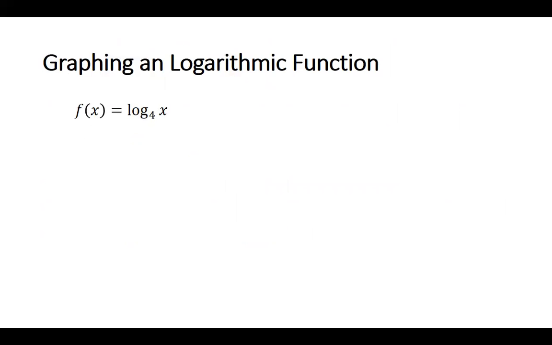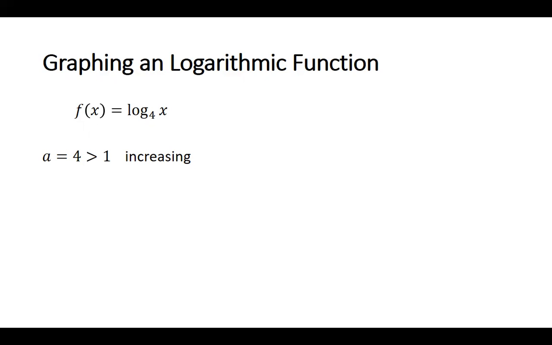So graphing a logarithmic function, that should say a logarithmic function, not an logarithmic function. So f of x is equal to log base 4 of x. If I want to graph that, the first thing I have to look at is the base is 4, so a is equal to 4, which is greater than 1, so it's going to be increasing.